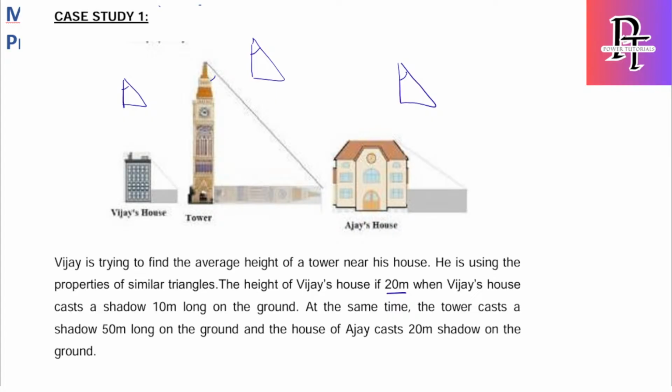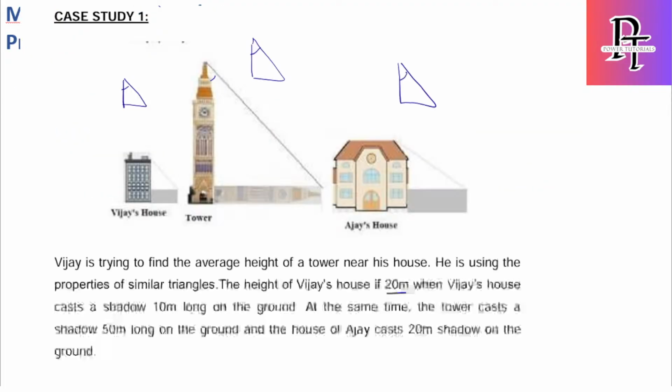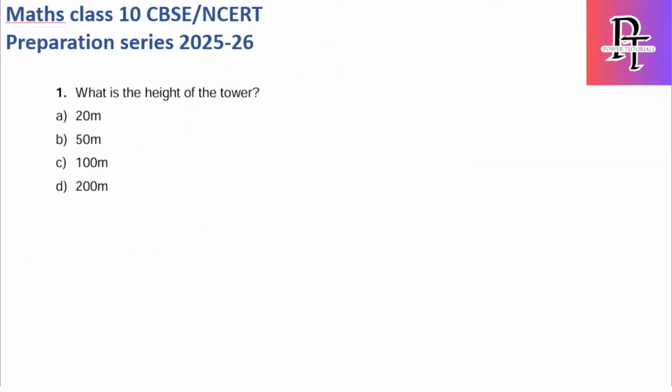When Vijay's house casts a shadow of 10 meters long on the ground, so Vijay's house is casting a shadow of 10 meters. At this same time, because as I told you, the shadow always changes because the sun's position always changes with respect to the earth. So at a particular time, the height of Vijay's house will not change, but the shadow will change. So 10 meters long at the same time. At this particular time, the tower casts a shadow of 50. So now the tower shadow is 50. At the same time, Ajay's is 20.